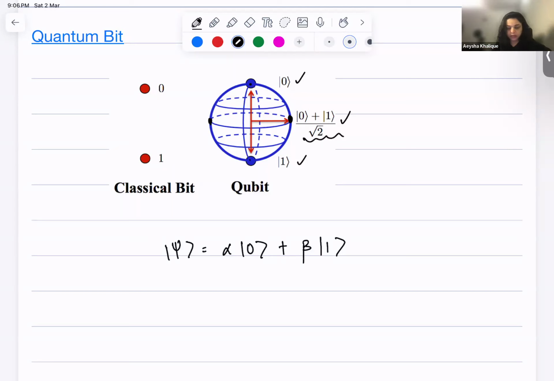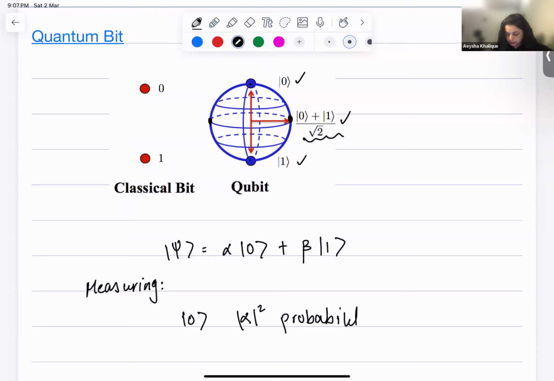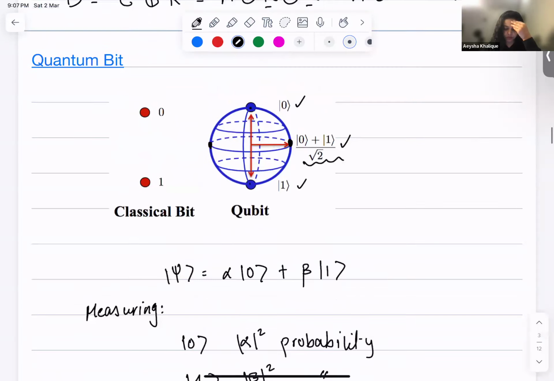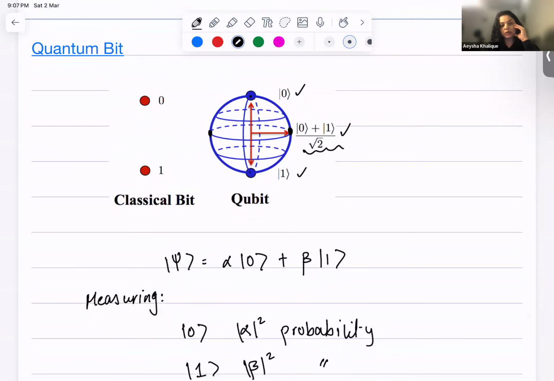And if you measure a qubit, you will get state 0 with probability alpha modulus squared, and you will get the state 1 with probability beta modulus squared. So this is how the qubit is. Whenever you measure it, it will collapse into one of the two states. Otherwise, it is in superposition.